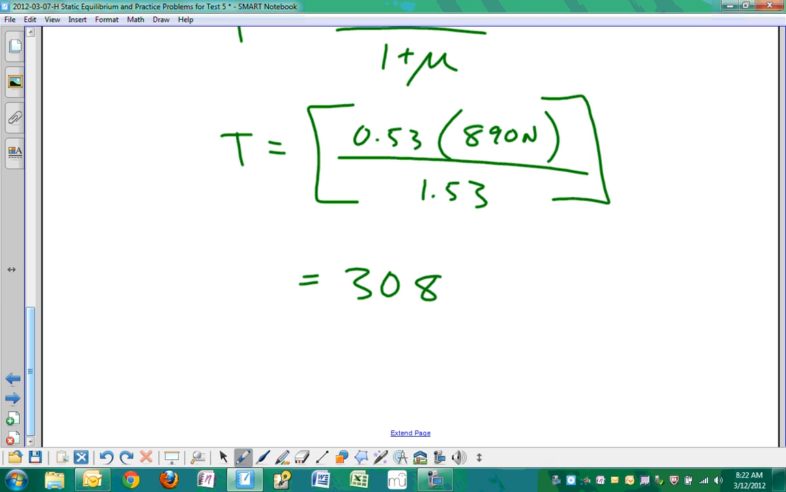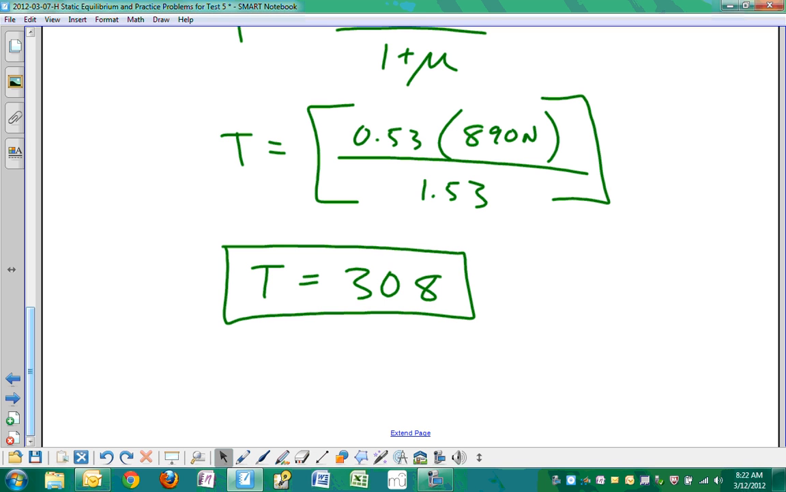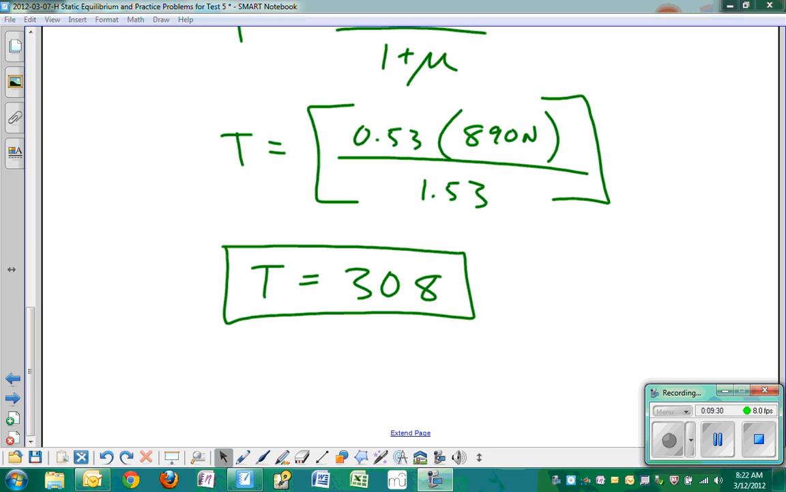308 is close enough. I'm going to take that to be correct, and we'll check one more time to see if I messed something else up. And the purple book says 310, but that's sig figs, so we'll take that to be right. And I only embarrassed myself once.